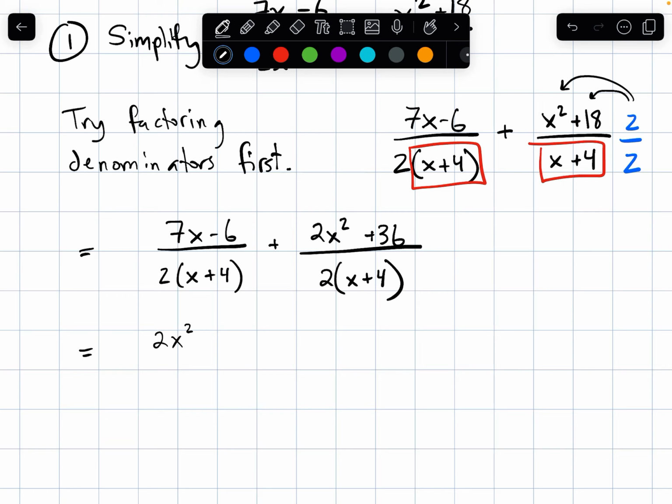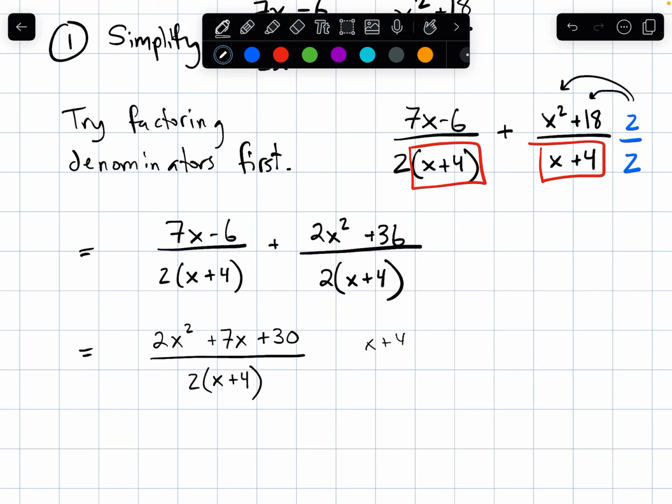We see that we have a 2x squared. That's my only x squared term in the numerator. The 7x is the only term with x in the numerator. And then negative 6 plus 36 is equal to 30. All right, and that's all over 2 times x plus 4. All right, and now the numerator, again, I always want to just test to see if I can maybe factor this, right?